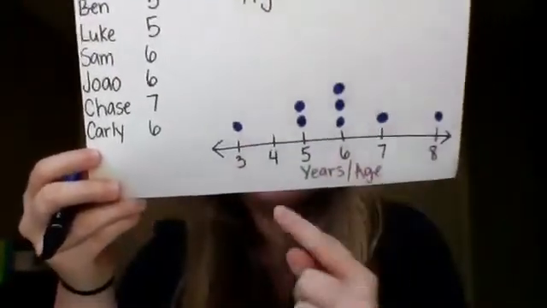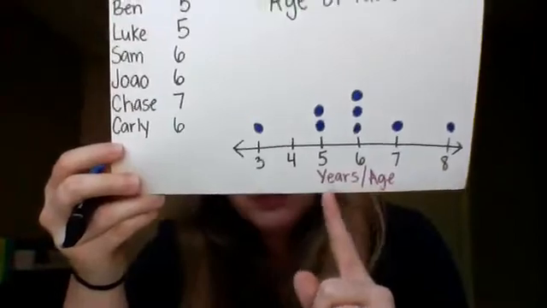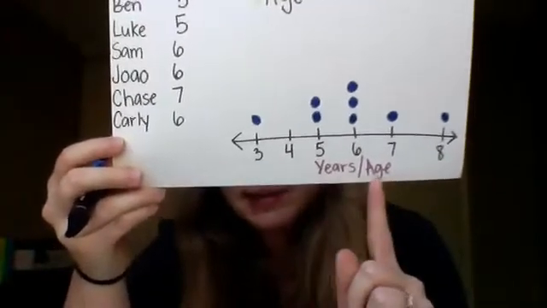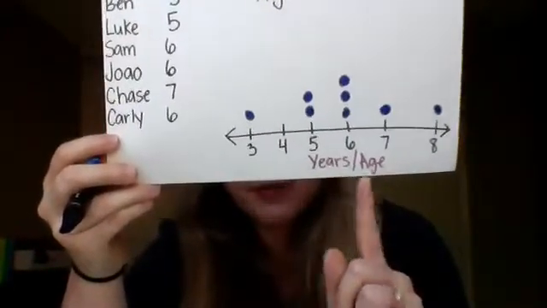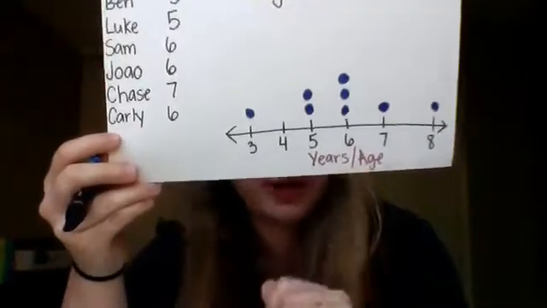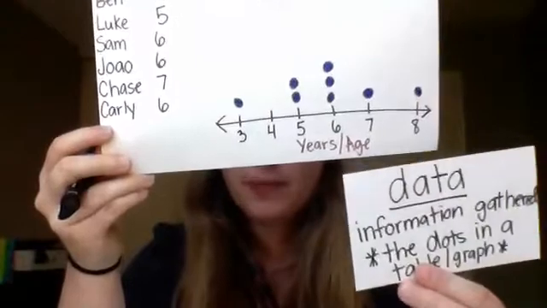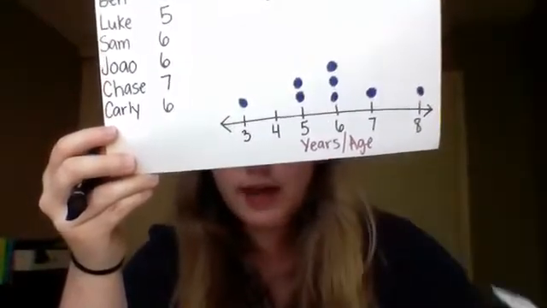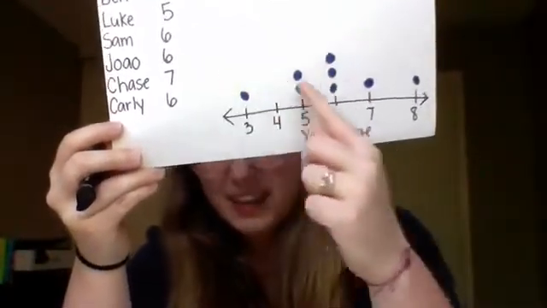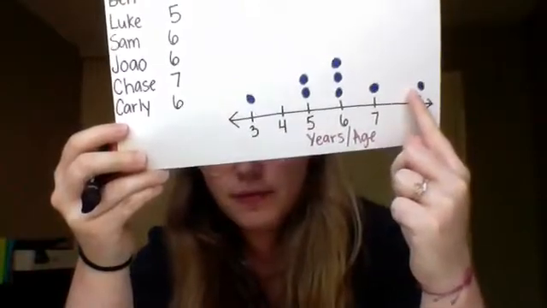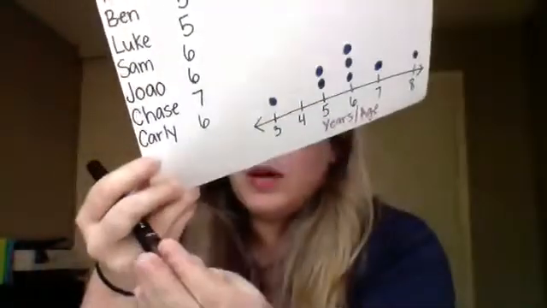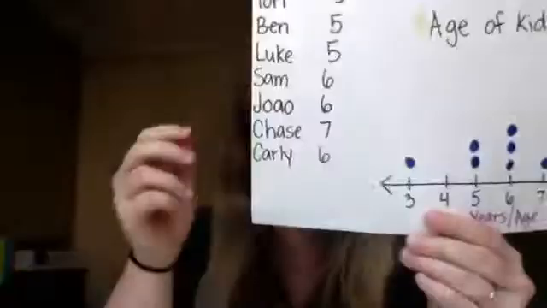After we did that, I also labeled my x-axis. What am I measuring it with? Years or age? What am I measuring it with? And then we use our data. We use the data, the information we gained, that we gathered, and we put all of our data points on the graph, right? So now, quick questions before we move on. It's a pretty simple way to make a line plot. Quick questions before we move on.